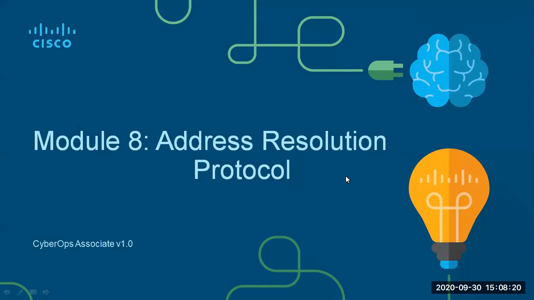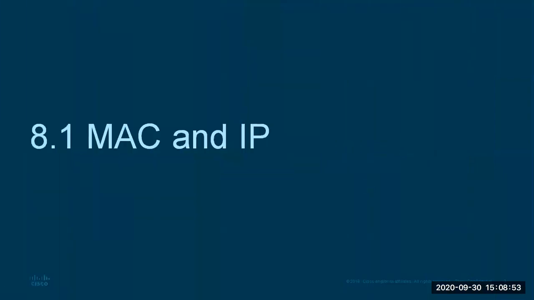We are taking a look at Module 8, which is Address Resolution Protocol. Module 8 is also a very brief chapter, but very, very important. We're going to be looking at what Address Resolution Protocol is, and we'll also try to understand how it works and in which environment it is best suited for.